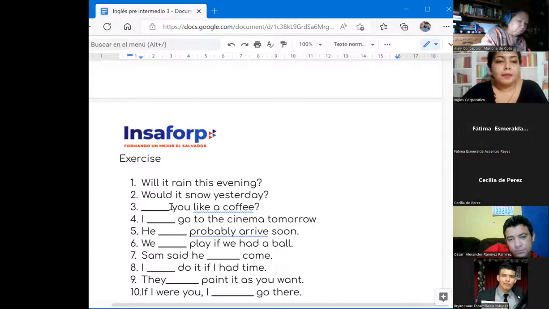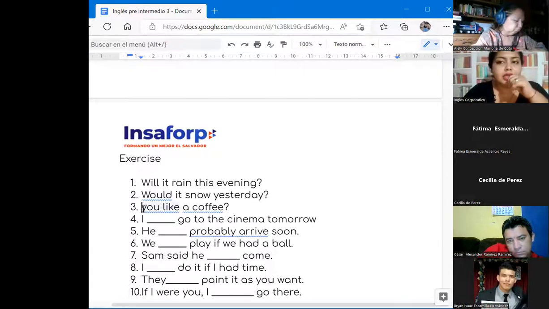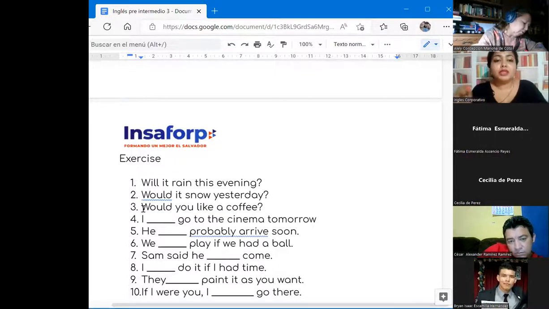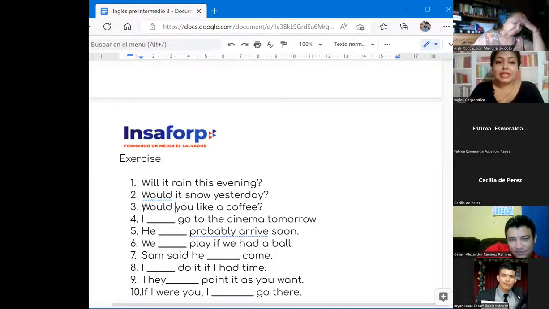Then, it snowed yesterday. Hablamos de algo que pasó ayer. Nevó ayer. What are we going to use? Well, would. Would it snow yesterday? Nevó ayer. This one es una pregunta bastante formal que le puede hacer un mesero a alguien. ¿Qué vamos a utilizar en ese tipo de preguntas? Will you like a coffee? Would. Yes. Would you like a coffee? Me equivoqué. Don't worry. That is part of the process. No se preocupen.